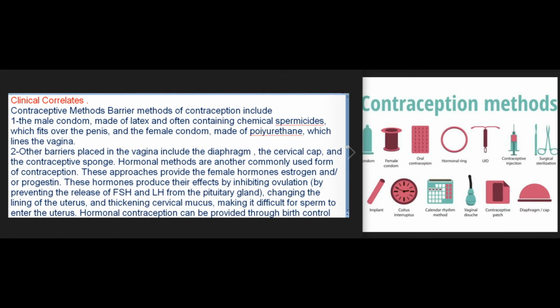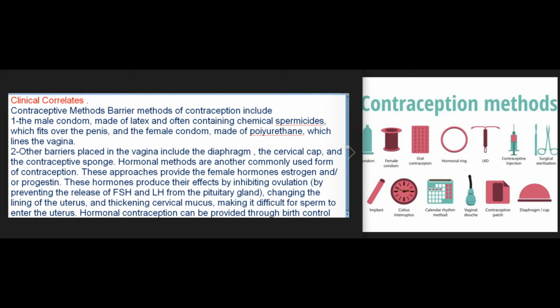Contraceptive methods. Barrier methods of contraception include: 1. The male condom, made of latex and often containing chemical spermicides, which fits over the penis, and the female condom, made of polyurethane, which lines the vagina. 2. Other barriers placed in the vagina include the diaphragm, the cervical cap, and the contraceptive sponge.